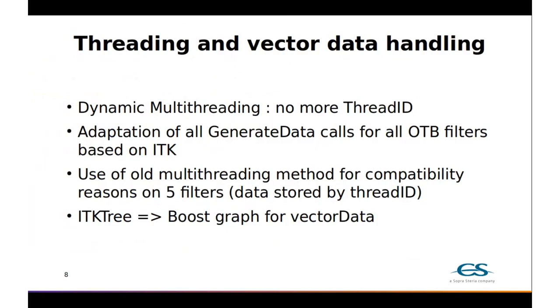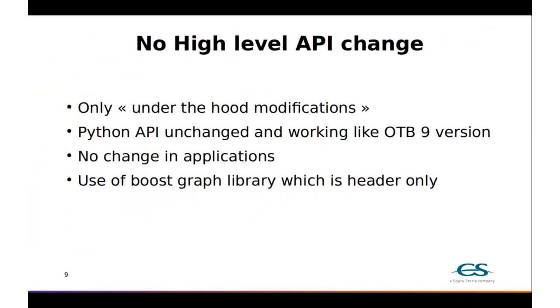And there was also a big change in the application of ITK3, but there is now Boost Graph to handle trees for vector data. So this refactoring was made with no high-level API change. So if you come from OTB 9 and go to 10, there will be no change for you. The Python API is unchanged, and Boost Graph is only headers, so it doesn't add compilation time.